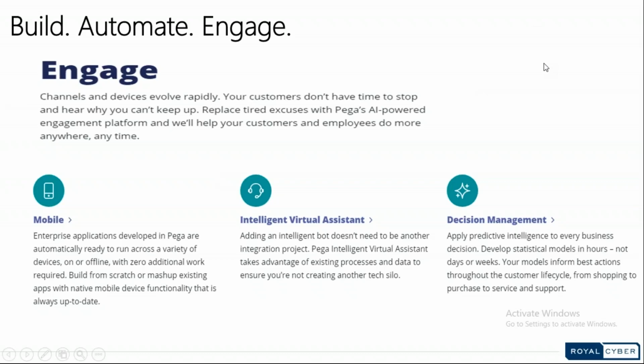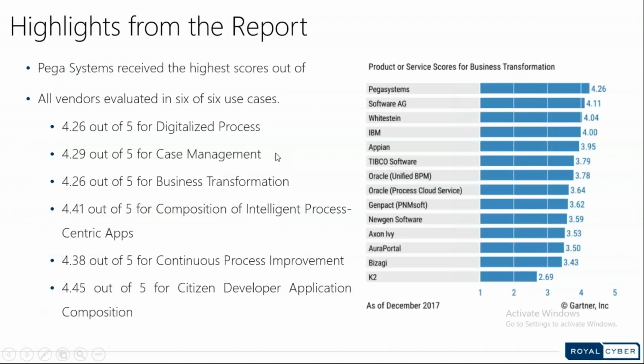Okay. So moving on to the next slide. It will just give some highlights of Pega systems compared to other competitors in this space. This was conducted in December 2007, and they have considered 6 use cases. One is digitalized process, case management, business transformation, composite of intelligent process-centric apps, continuous process improvement, and citizen developer application composition. So in all of this, the average which Pega systems has got is 4.26, which is on top of all the competitors they have.